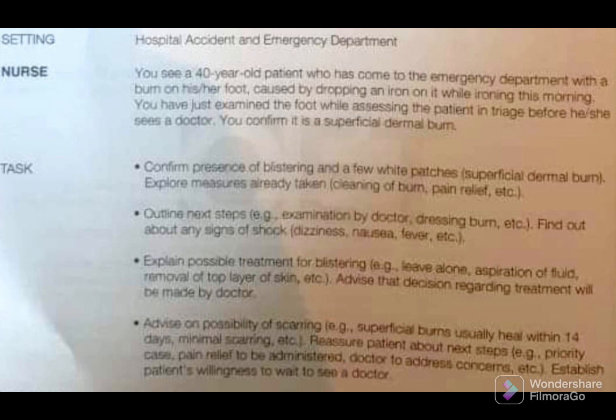While assessing the patient in triage before he or she sees a doctor, you confirm it's a superficial thermal burn. So this one also, no need for self-introduction. You can just start. Mr. John, thank you for allowing me to examine your leg, and from my assessment I can confirm that there are blisters and a few white patches over your leg. It is nothing but a superficial dermal burn. So that is the introduction for this role play.